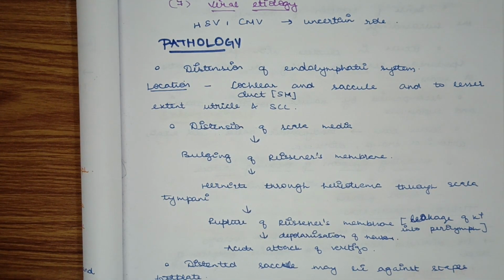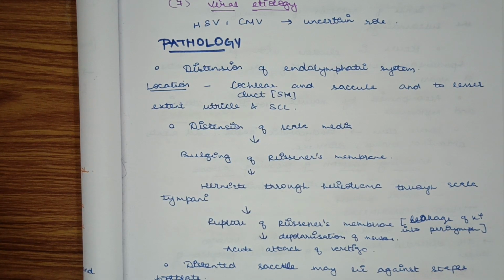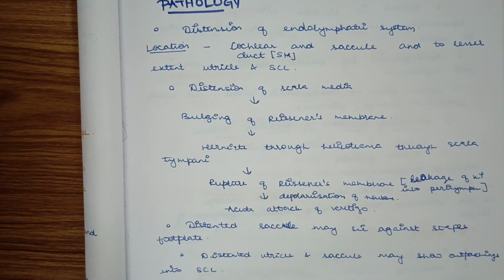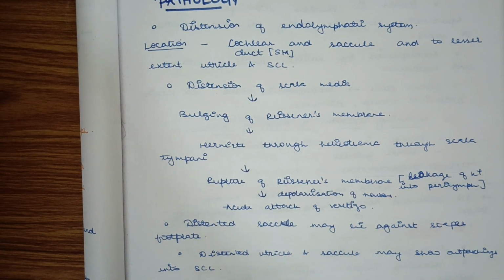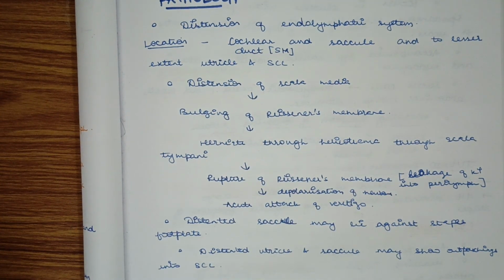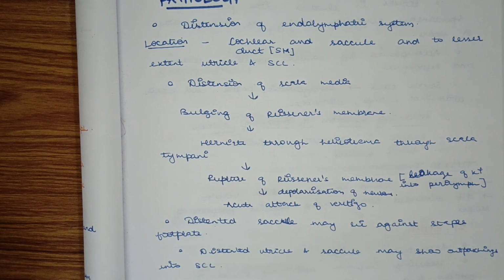In this, there is distension of the scala media, which is present in the cochlea, initially, and this will lead to bulging of the Reissner's membrane. Due to bulging, the Reissner's membrane herniates into the helicotrema through the scala tympani. After this bulging, there will be a rupture of the Reissner's membrane. Due to the mixing of the endolymph and perilymph, there's leakage of potassium into the perilymph, which will lead to depolarization of neurons, which is responsible for the acute attack of vertigo.